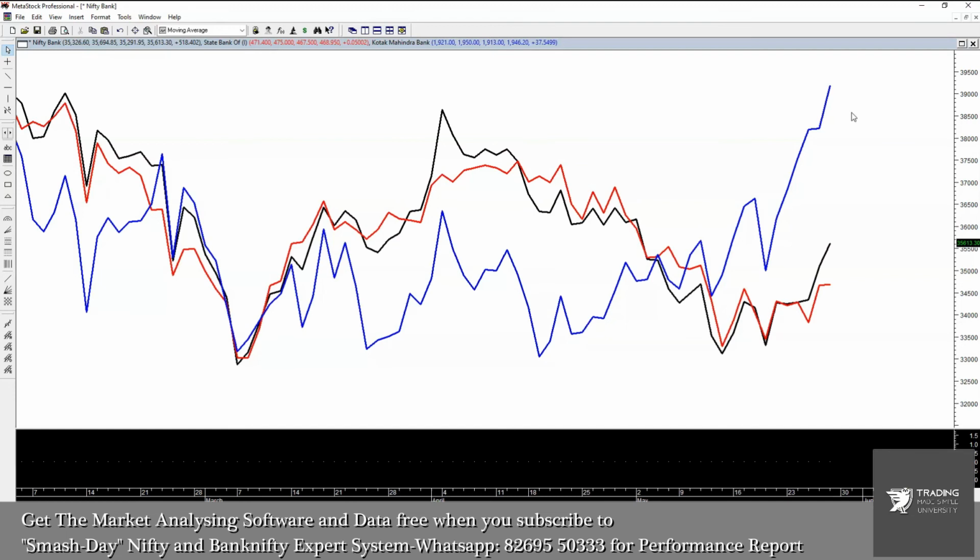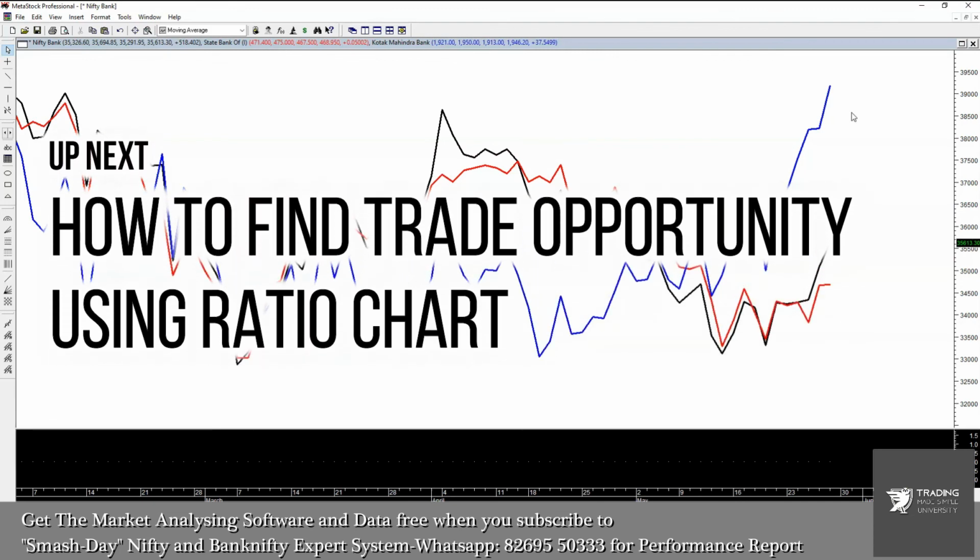There is definitely some mathematical way of understanding. You can create a ratio chart, and that ratio chart will give you some mathematical answer, which stock in a particular sector is doing best or worse. So for that we will do a little bit of coding, and that I will show you in our next video lesson.